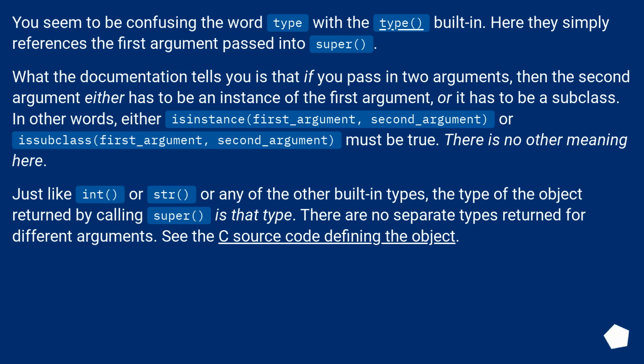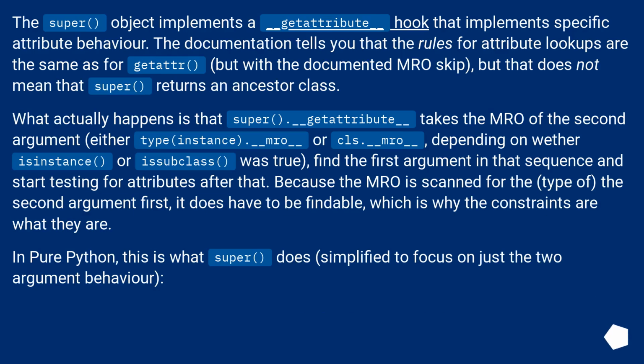Just like int or str or any of the other built-in types, the type of the object returned by calling super is that type. There are no separate types returned for different arguments. See the C source code defining the object. The super object implements a __getattribute__ hook that implements specific attribute behavior. The documentation tells you that the rules for attribute lookups are the same as for getattr, but with the documented skip, but that does not mean that super returns an ancestor class.